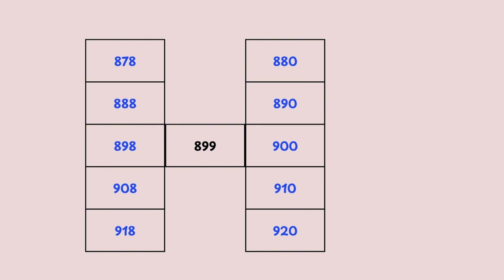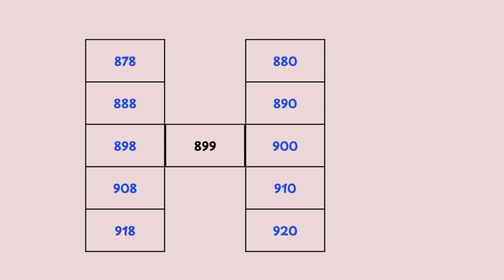One more down will be 920. And 899 minus 1 is 898. So from 898, we have to jump up to get 888. And we can jump one more box and we'll get 878.